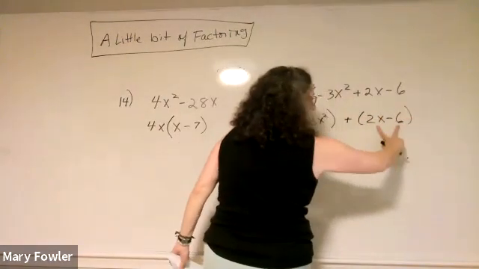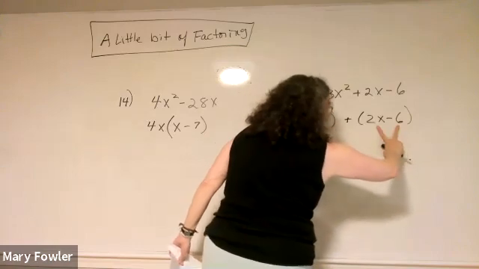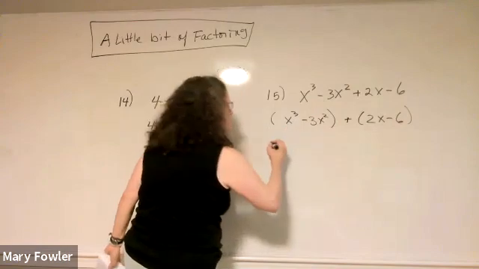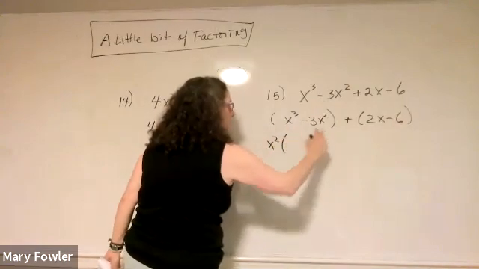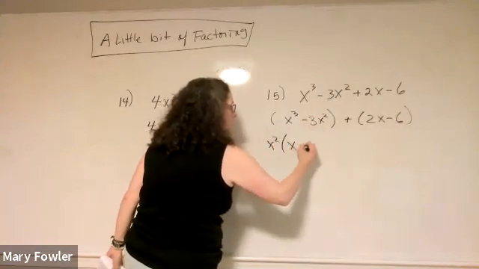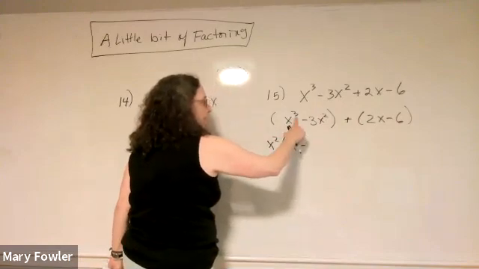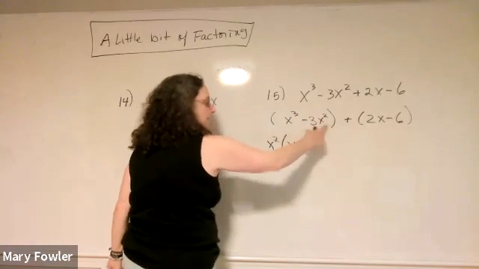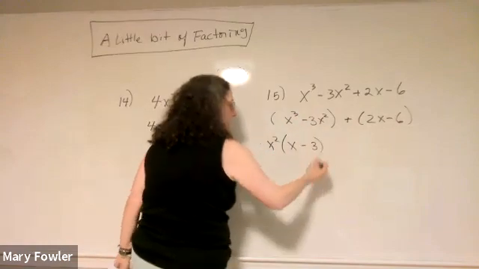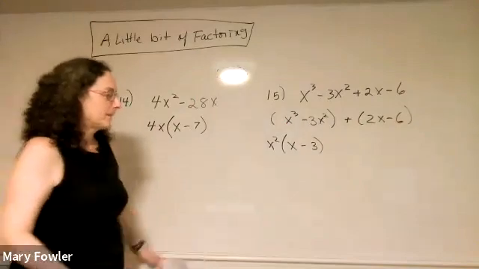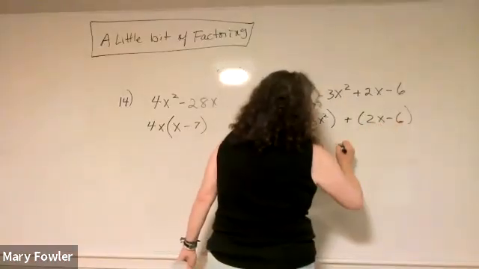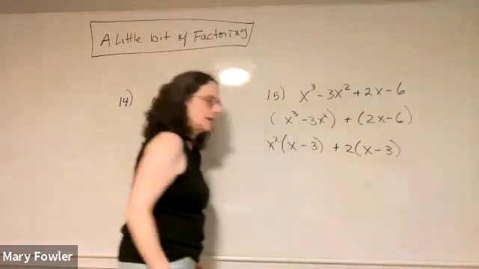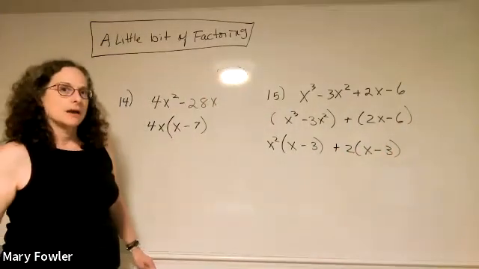And I do see that these 2 terms over here have a 2 in common, and these terms here have an x squared in common. So let's go ahead and pull out each of the common factors. x squared from x cubed leaves us x, and x squared taken out of minus 3x squared leaves minus 3. Okay, that's nice. And these 2 have a 2, and factoring that out, I get 2 times x minus 3.